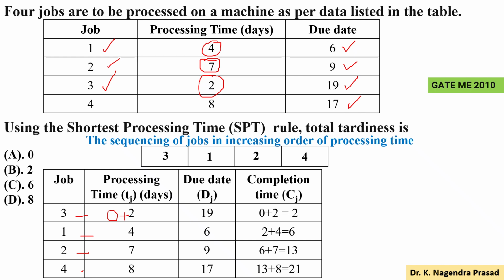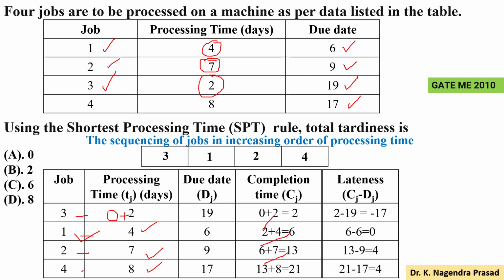And next for job 1, previous job completion time 2 plus processing time 4. 2 plus 4 is equal to 6. Next for job 2, previous job completion time 6 plus processing time 7. 6 plus 7 is equal to 13. So next for job 4, previous job completion time is 13 plus processing time 8. So in total it is 21. So next we have to determine the lateness.